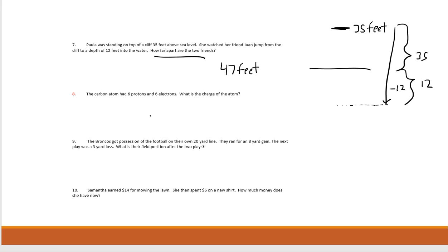Okay, let's look at the next one. The carbon had 6 protons and 6 electrons. What is the charge of the atom? And we would say 0.